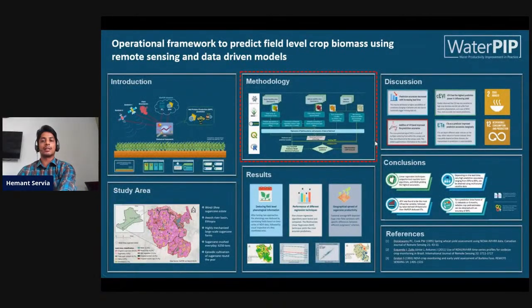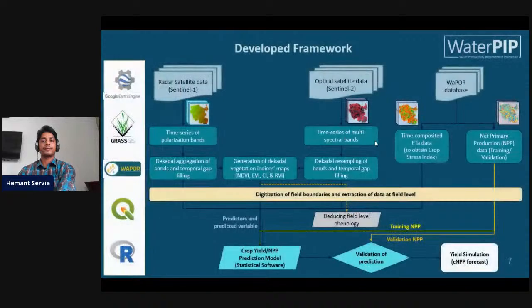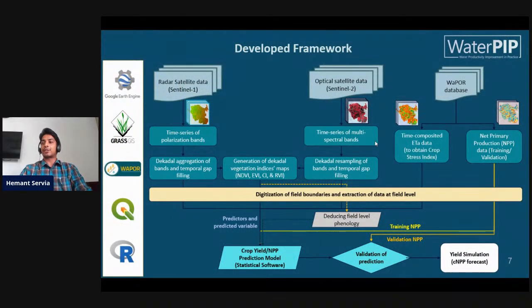The first section is the methodology. This image depicts the workflow adopted to develop crop yield prediction models per field using remote sensing data. The primary input, as already discussed, was the remote sensing data obtained from multi-source satellites. For radar satellite data, high-resolution Sentinel-1 was utilized to obtain time series of polarization bands for the study period that extended from January 2016 to October 2020. For optical satellite data, high-resolution Sentinel-2 was utilized for the same period.